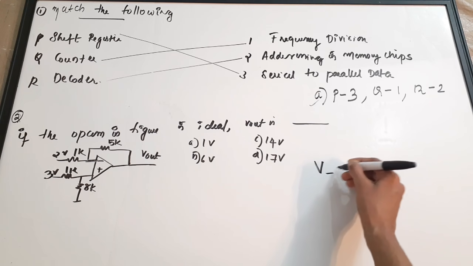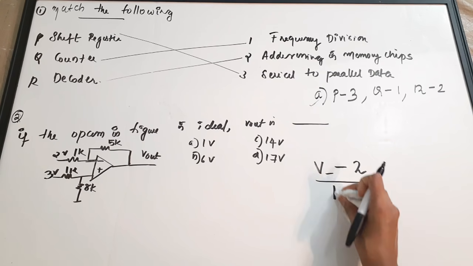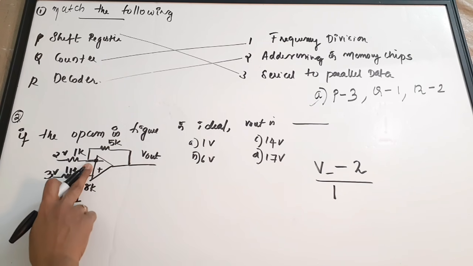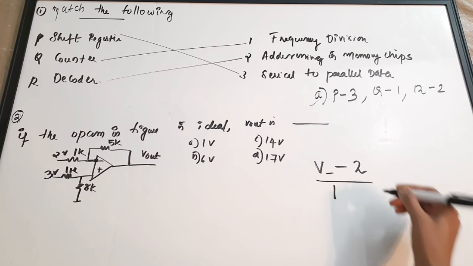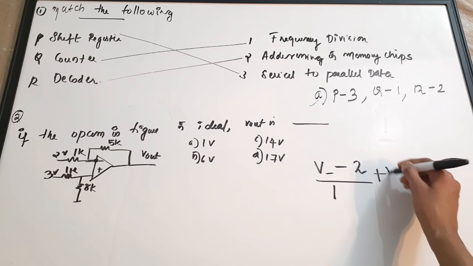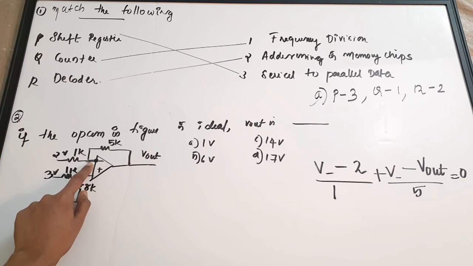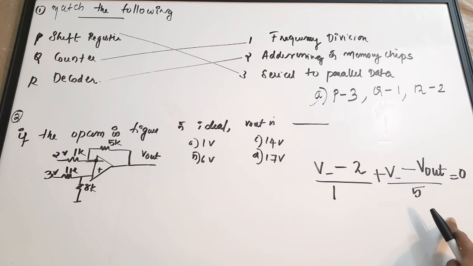So we can write V minus minus 2 volt by 1K, or simply, since all the resistors are in K, by 1. This is the voltage at the inverting terminal, which I have just marked. It is V minus minus 2 volt by the resistance of 1K, plus V minus minus V out by 5 is equal to 0. Here the voltage is V minus, here the voltage is V out and the resistance across it is 5. So this is the nodal analysis equation.